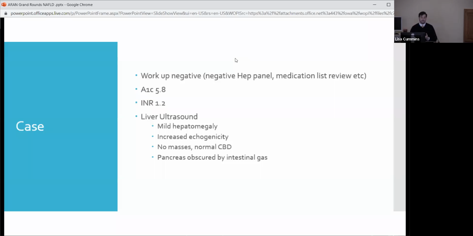An A1C, check an INR. INR is a synthetic liver lab. So you want to see, are we having synthetic issues? Platelets are another one. Albumin would be another one that you look at. You get imaging. Ultrasound's a perfectly fine place to start.